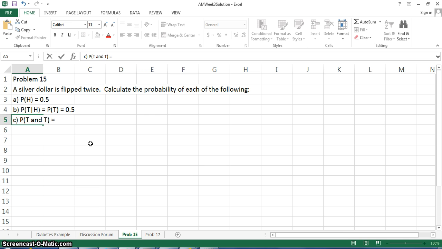The tail on the first flip has no effect on what is flipped on the second flip, so we would simply multiply the probability of a tail on the first flip times the probability of a tail on the second flip. If we go ahead and make this calculation, we'll see that it's 25%.